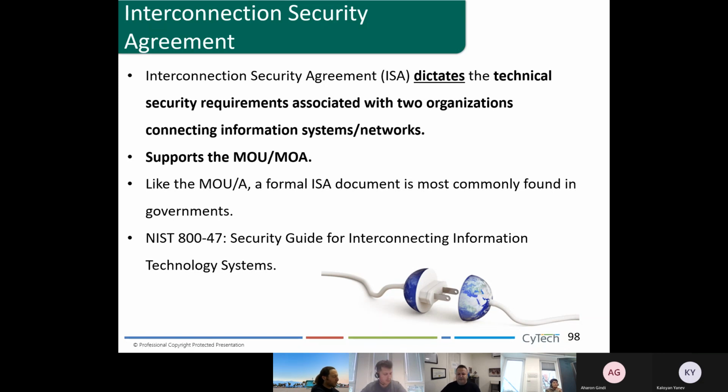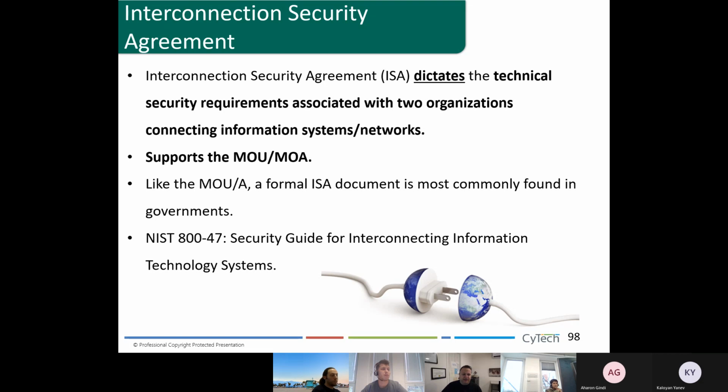The interconnection security agreement sets the requirements, again governance requirements, for this connectivity between two organizations or two parties that are connecting their technology. It can even be related to an organization that acquires another organization and the way they're going to connect their technology environment. All right.